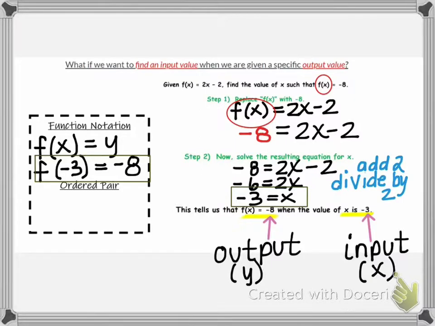That corresponds to an ordered pair that belongs to this function. So since negative 3 is in the spot of the input value, that is my x coordinate. And since it equals an output value of negative 8, I use negative 8 as my y coordinate. So my ordered pair is negative 3, negative 8.